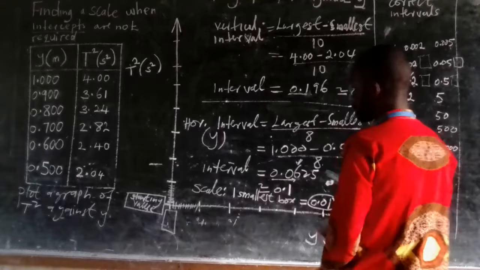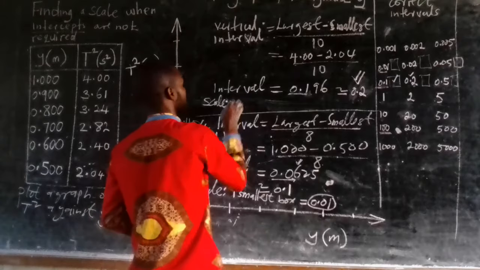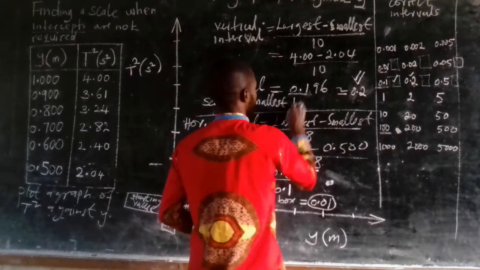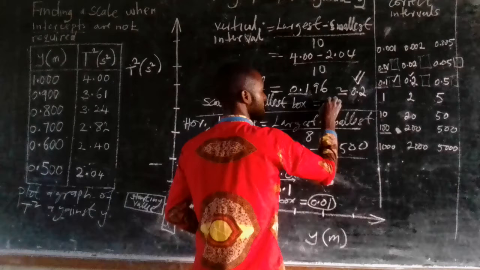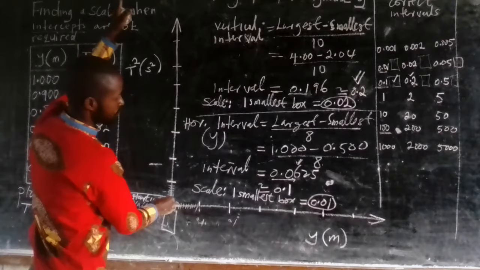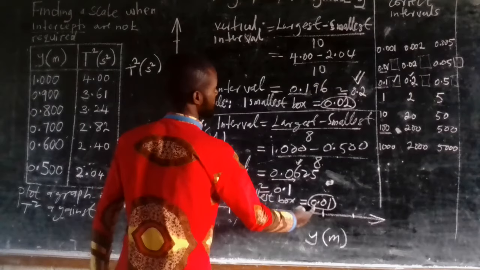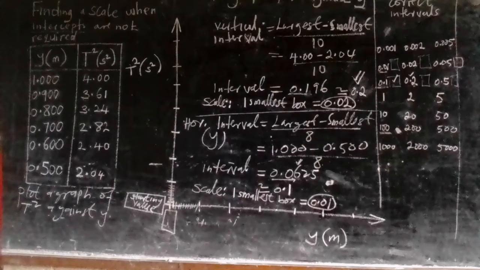Now for vertical, the scale, this is the interval. Now the scale, one smallest square of your graph paper, or let me call it one smallest box, will be equal to this interval divided by 10. So in a calculator we'll put in this. This is the scale. It is a value representing one smallest box on the vertical axis. This is the scale. It is a value representing one smallest square on the horizontal. So this is the interval, and this is the value for one smallest box on those axes as I mentioned before.